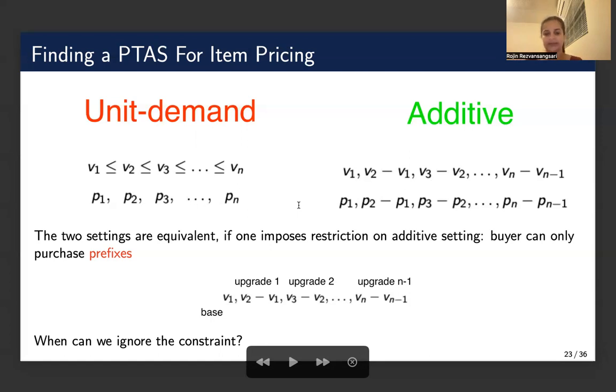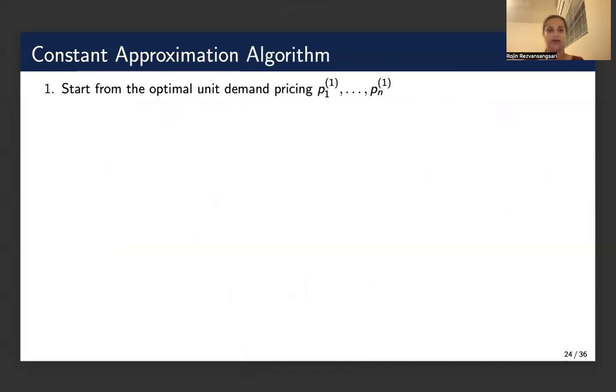But making this conversion did not change the hardness of the problem. We have an additive setting, but we have this prefix pricing. So now the question is, what property does this pricing P need to have so that we can ignore this prefix pricing constraint, or by ignoring that, we won't lose a lot in revenue? For the rest of this part, I'm going to talk about constant factor approximation because it better represents the idea and intuition behind it.